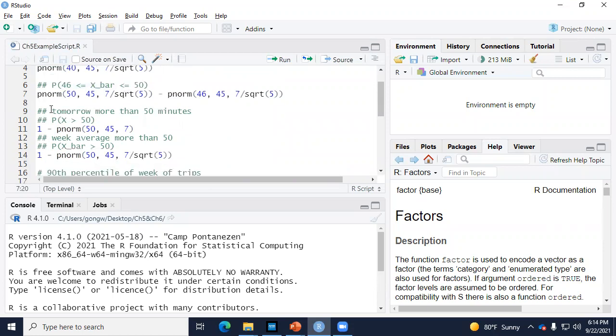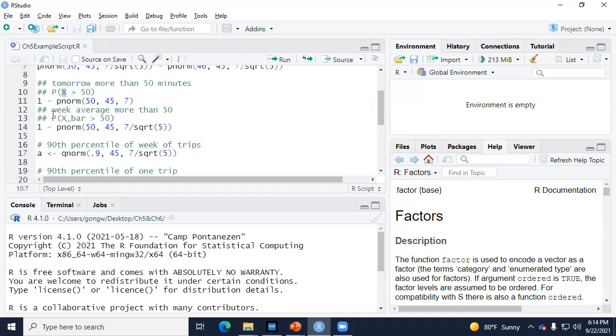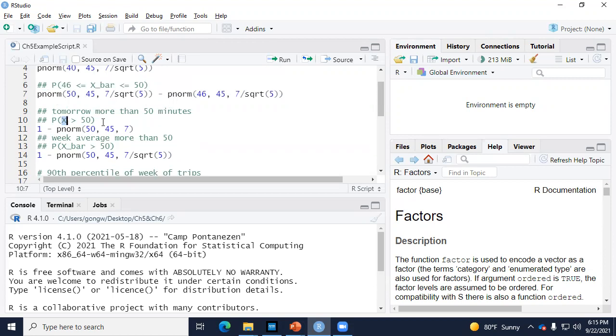So when it's asking about the probability of tomorrow's trip more than 50 minutes, it's asking about X. And again, remember, more than 50 is greater than. When you say greater than, you have to do the 1 minus in order to do this pnorm thing, and specify the right mean and standard deviation for X. Because that one's only asking for 1 day's worth, you're not going to put the square root of 5. You just put the standard deviation of your X. You know the distribution of X. That's your data, the population you sampled the data from.